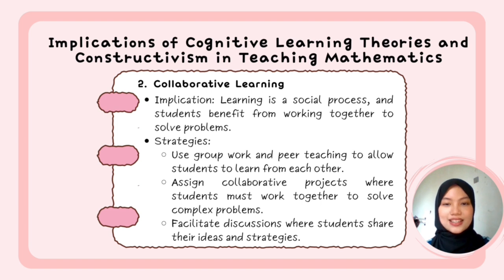The second one is collaborative learning. The implication is learning is a social process, and students benefit from working together to solve problems. The strategies that we can use are group work and peer teaching to allow students to learn from each other. And the second one is assign collaborative projects where students must work together to solve complex problems. And the third one is facilitate discussions where students share their ideas and strategies.